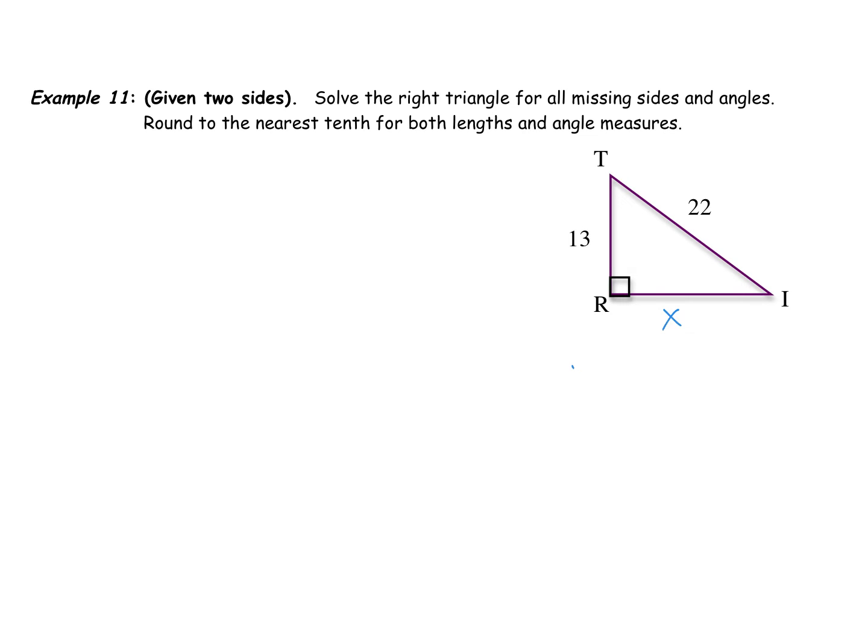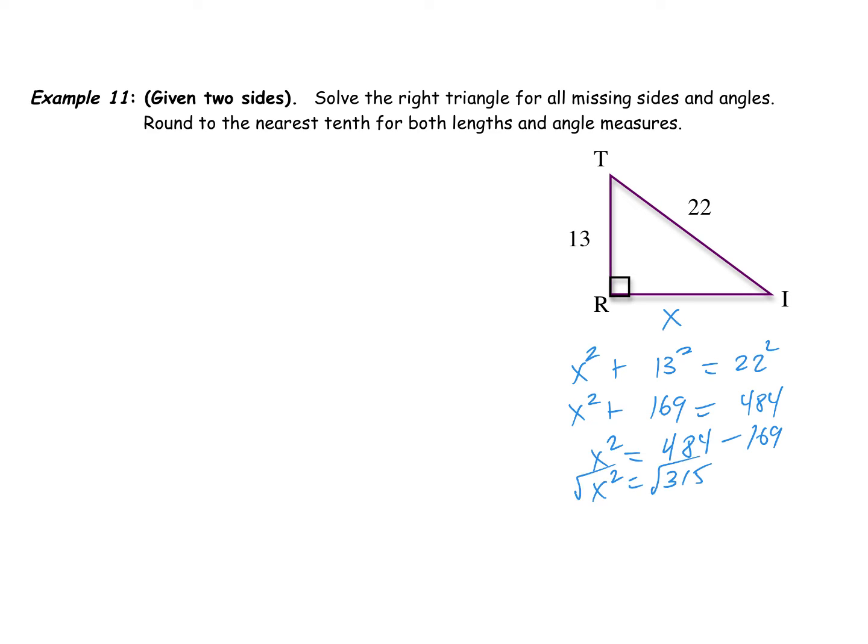So we can say that x squared plus 13 squared is equal to 22 squared. So x squared plus 169 is equal to 484. Subtracting 169 from both sides of the equation, we get x squared is equal to 484 minus 169, so x squared is equal to 315. Take the square root of both sides. So x is equal to the square root of 315.